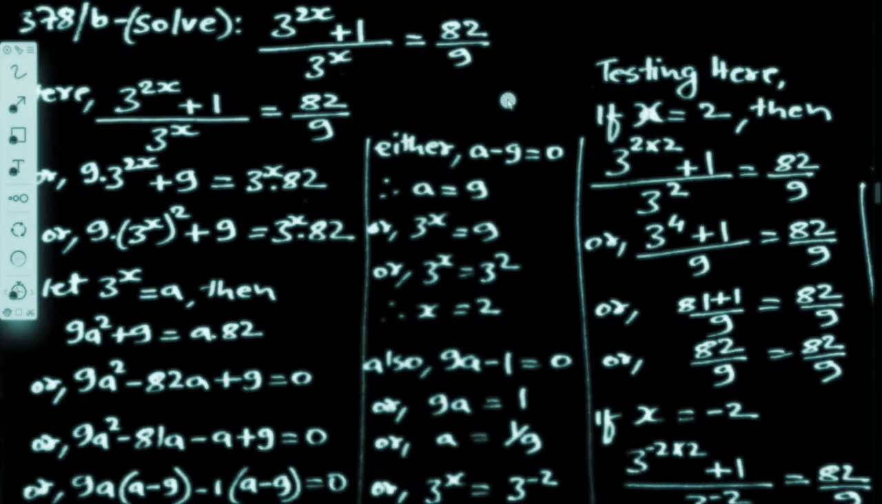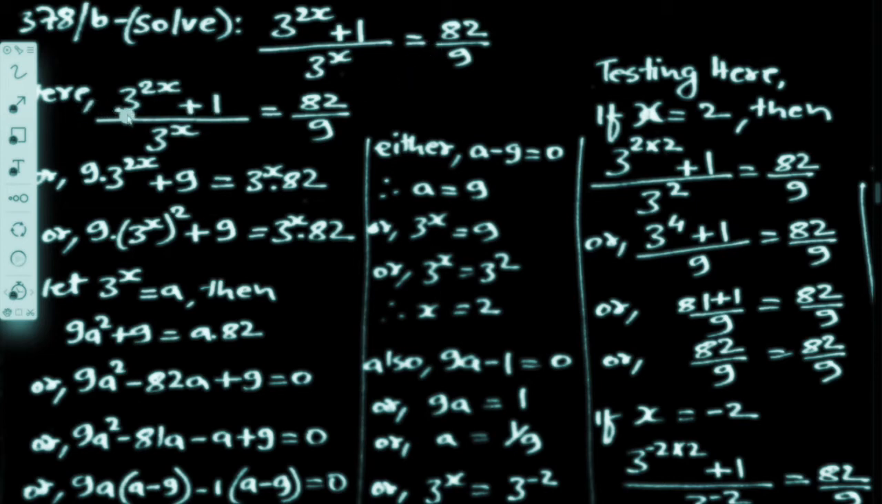Problem of equation. Problem number 378 B solve. From this equation, we have to get the value of x. The given equation is 3 power 2x plus 1 by 3 power x equals 82 by 9. This is our equation, and from it we have to find the value of x. Let's see how to get the value of x.